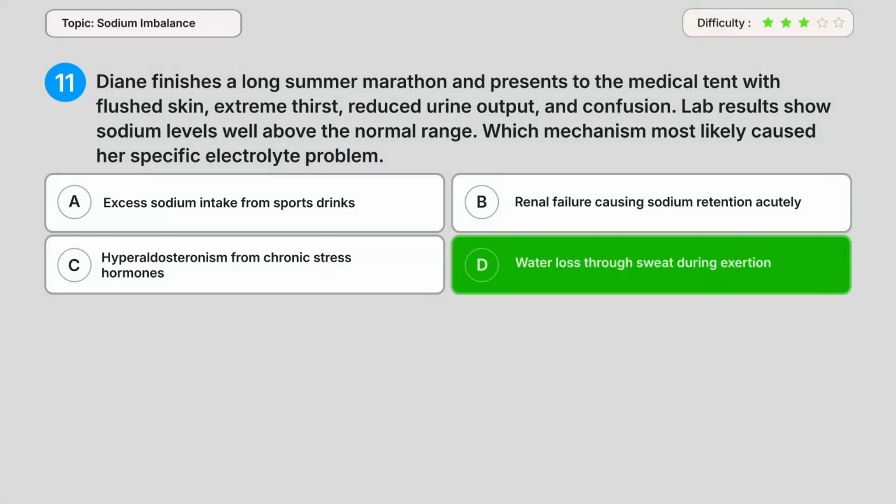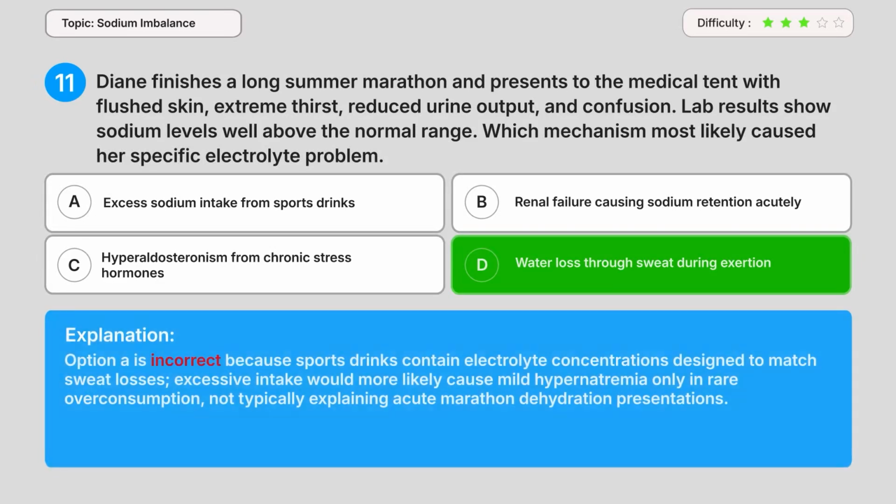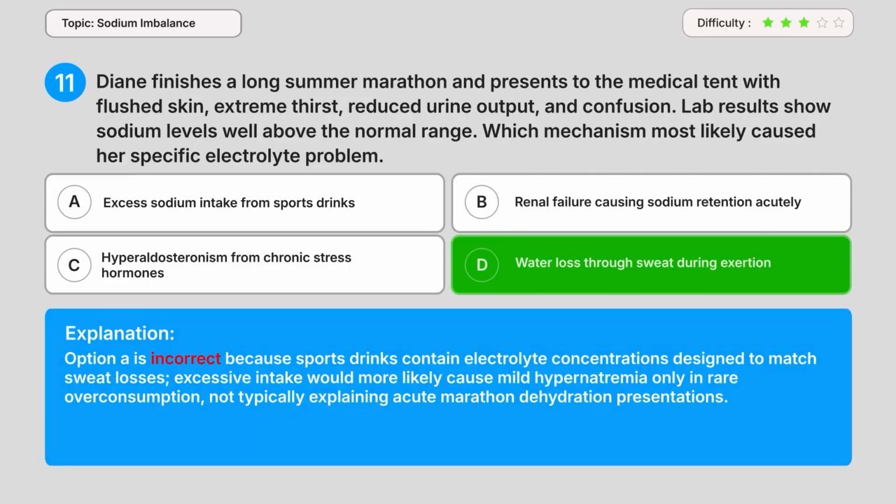Correct answer. D. Water loss through sweat during exertion. Prolonged physical exertion causes heavy water loss through sweating that exceeds sodium loss. This concentrates remaining sodium in the bloodstream, producing hypernatremia symptoms like flushed skin, intense thirst, oliguria, and confusion, seen in Diane's case. Option A is incorrect, because sports drinks contain electrolyte concentrations designed to match sweat losses. Excessive intake would more likely cause mild hypernatremia, only in rare overconsumption, not typically explaining acute marathon dehydration presentations.